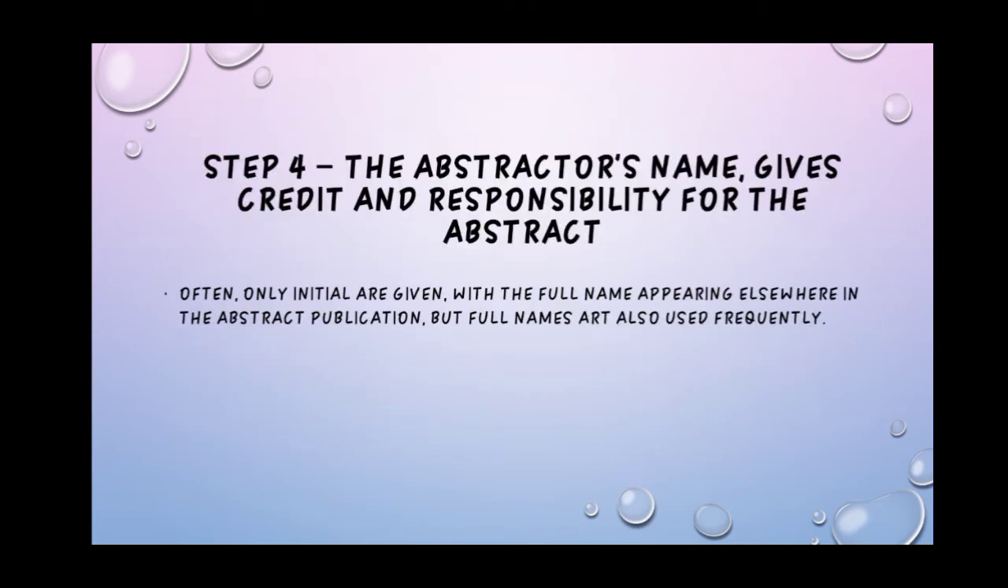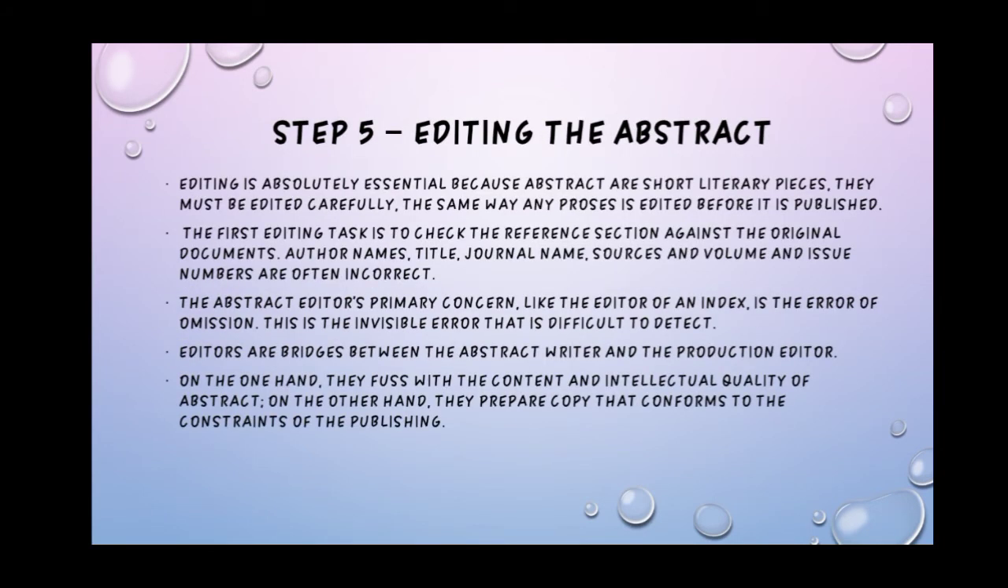Step 4 is the abstractor's name. Give credit and responsibility for the abstract. Often, only initials are given, with the full name appearing as well in the abstract publication, but full names are also used frequently. Step 5 is editing the abstract. Editing is absolutely essential because abstracts are short literary pieces.